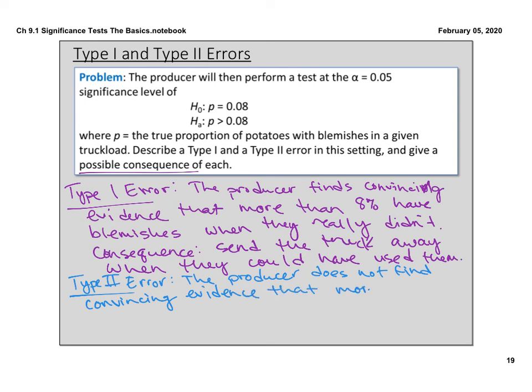That more than 8% have blemishes when he should have. So what's the consequence here? The consequence here is he uses the potatoes when there's more that have blemishes. So he uses an unacceptable batch of potatoes.